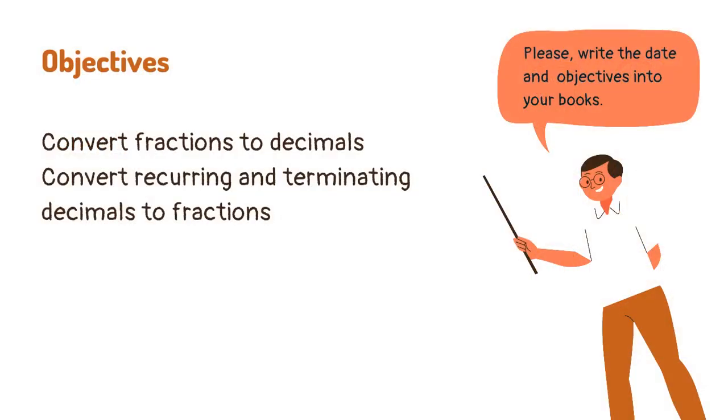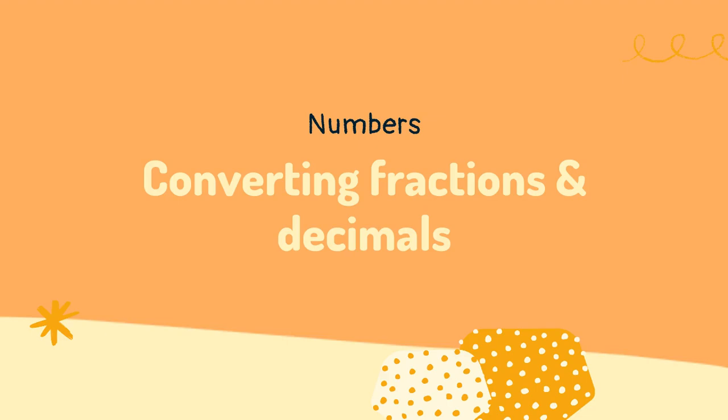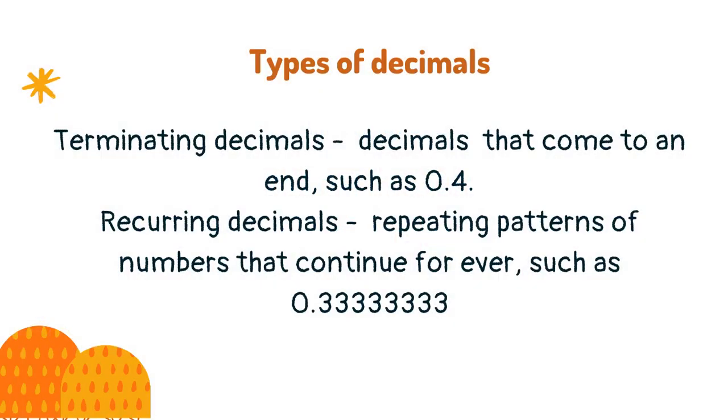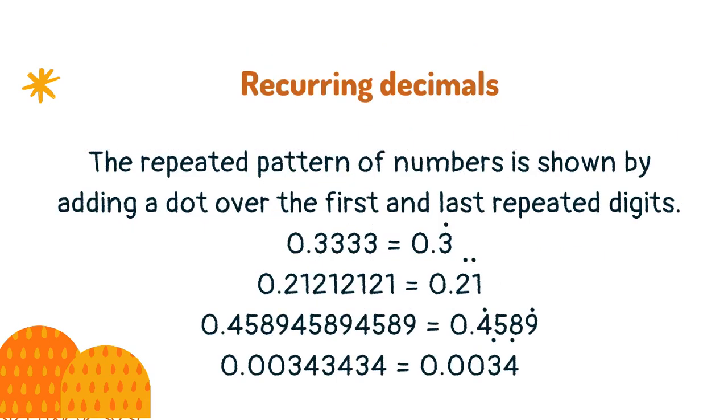Today you are going to learn to convert decimals and fractions. Converting fractions and decimals. Terminating decimals are decimals that come to an end, such as 0.4. Recurring decimals are repeating patterns of numbers that continue forever, such as 0.33333333. The repeated pattern of numbers is shown by adding a dot over the first and last repeated digits.